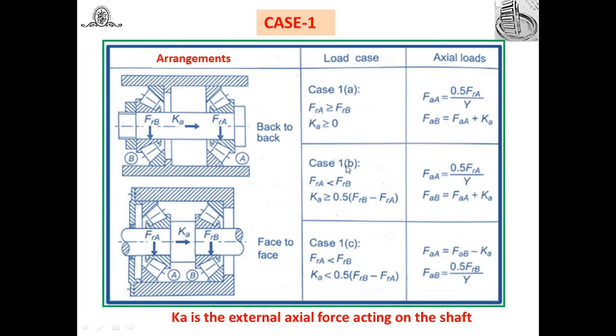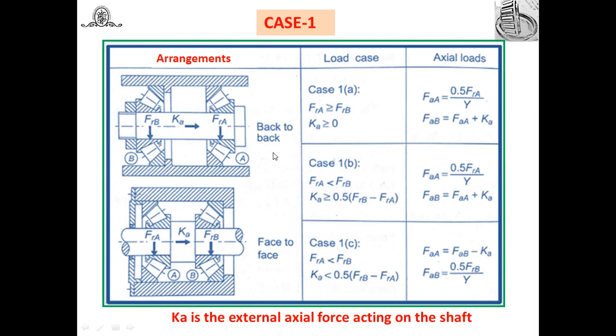Now here in case 1, you will find two arrangements shown. This arrangement is the back-to-back arrangement and this arrangement is face-to-face, because these are the faces, look at this, and here in back-to-back it is the backside and backside of the bearings. Here is bearing A and bearing B, but K, the axial or thrust load, acts towards the right-hand side. In case 1, this K acts towards the right-hand side.